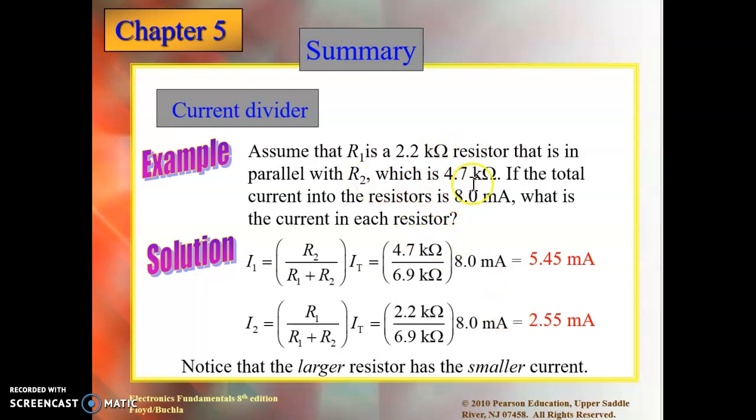So if we were to divide this current into three, 2/3 would go to R1 and 1/3 would go to R2. Then let's do it mathematically, and we see that I1 is almost double I2. So notice that the larger the resistor, the smaller the current. We see again the inverse relationship between the current and the value of the resistor.